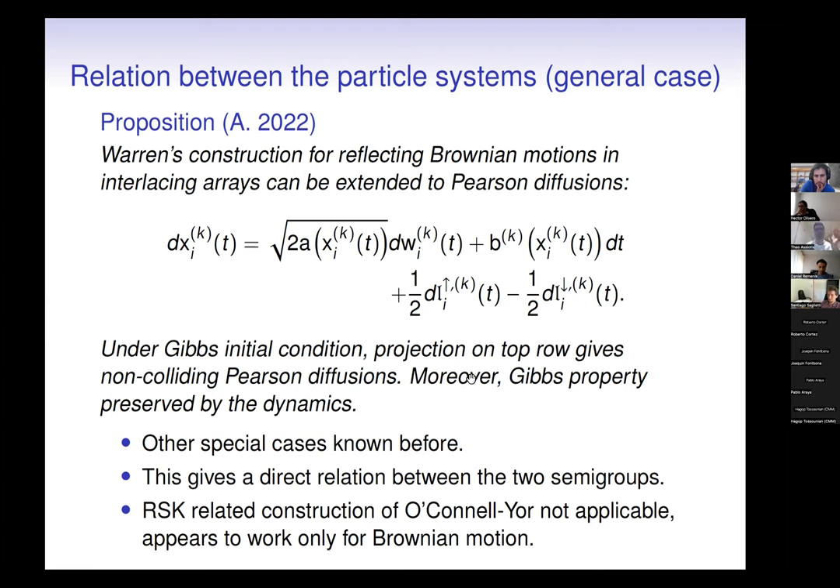This is a kind of probabilistic result. So in terms of probabilistic results, everything works. In terms of explicit formulas, things are more involved. And I mean, I haven't had time.